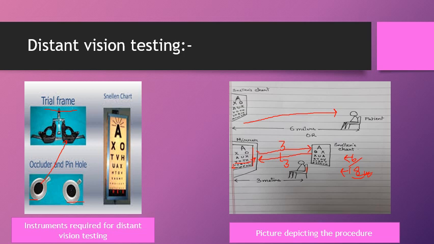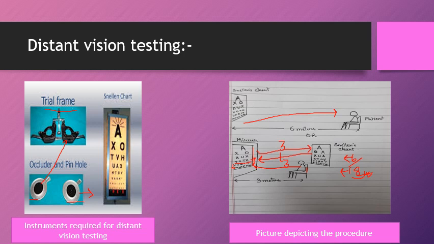We'll further test his vision by placing a pinhole in the trial frame. After placing the pinhole in the trial frame, we'll ask the patient to read the lines again, from the last line where he could see the line properly.